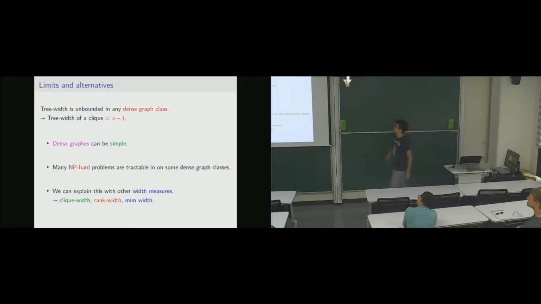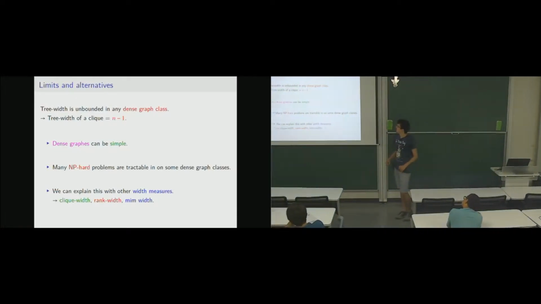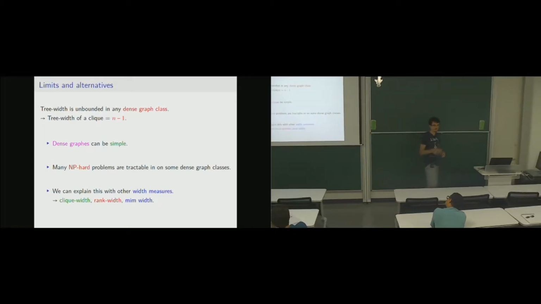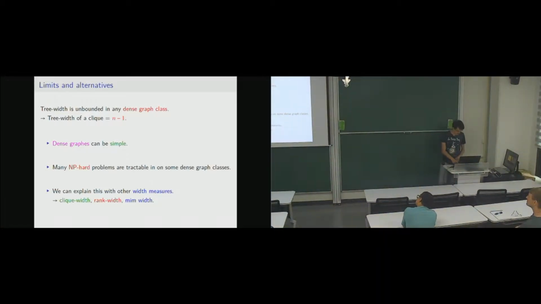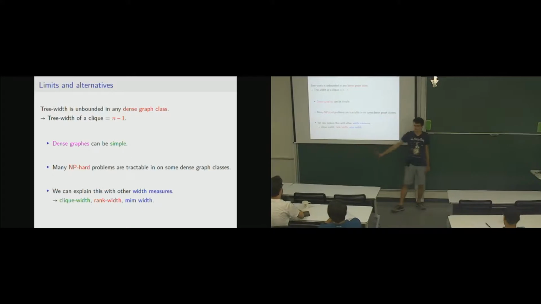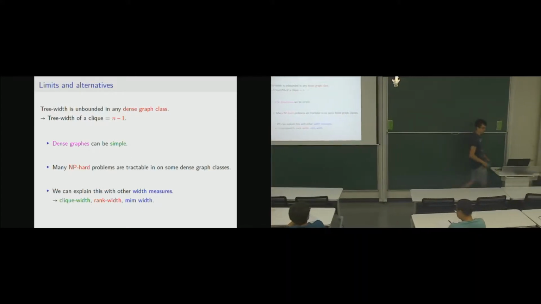But the thing is that treewidth is unbounded whenever you take a graph class which is dense. For example, the treewidth of a clique is n minus 1, so the number of vertices minus 1. And the problem is that dense graphs can be simple also, and many NP-hard problems are tractable in some dense graph classes. For this, we have other width measures, like clique-width, rank-width, or mim-width. And this talk is about them.